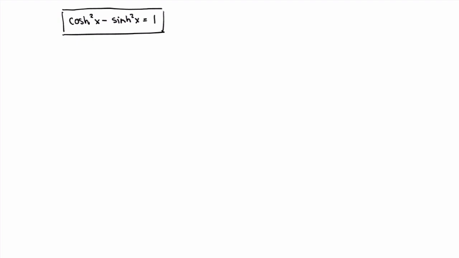So as an example, let me prove perhaps the most important identity, which is that hyperbolic cosine squared minus hyperbolic sine squared is equal to 1. So I'm going to start by rewriting the left-hand side in terms of exponentials and then manipulate them to show that I get precisely 1. So hyperbolic cosine is (e to the x plus e to the minus x over 2) squared minus hyperbolic sine, which is (e to the x minus e to the minus x over 2) squared.